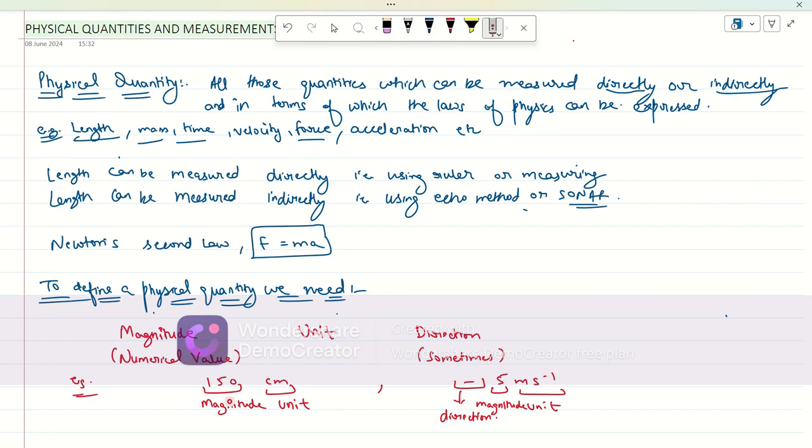And sometimes we need to mention direction also. For example, I am writing minus 5 meter per second. This is the velocity of an object. Here meter per second represents the unit, 5 represents the numerical value, that is the magnitude, and the negative sign represents the direction.